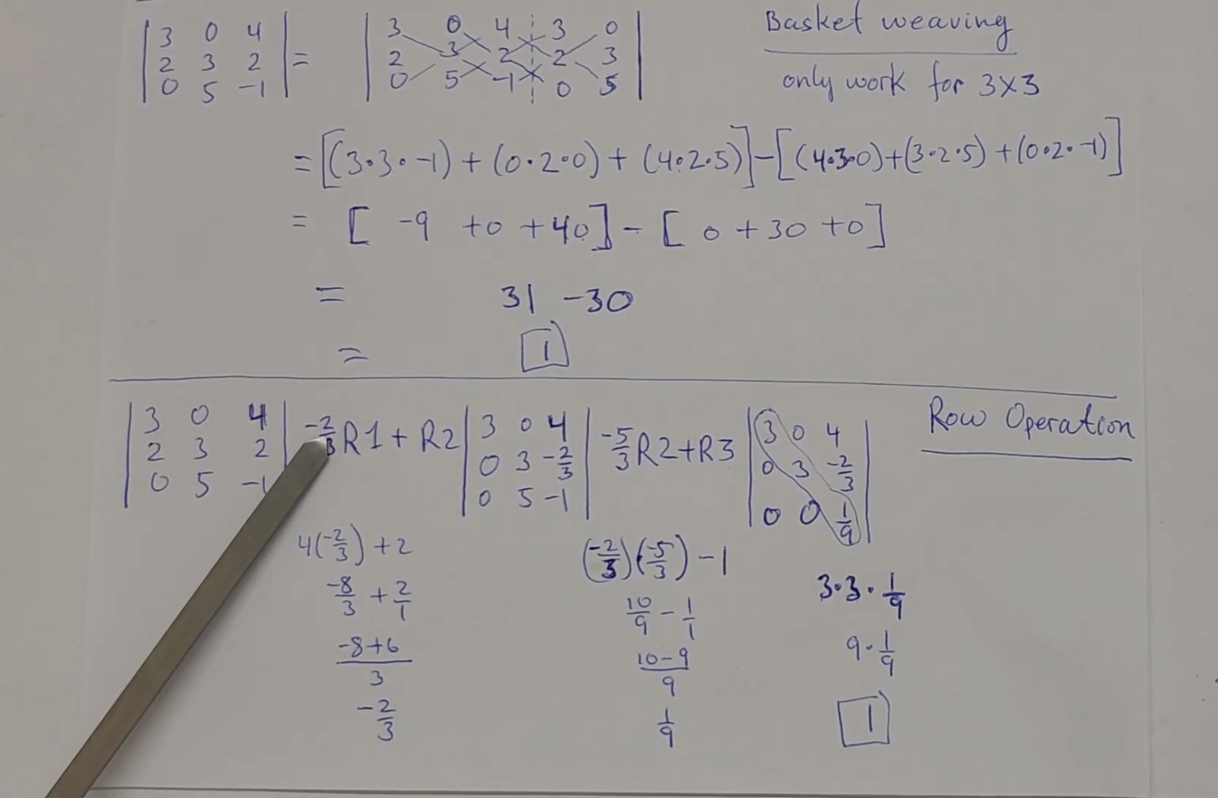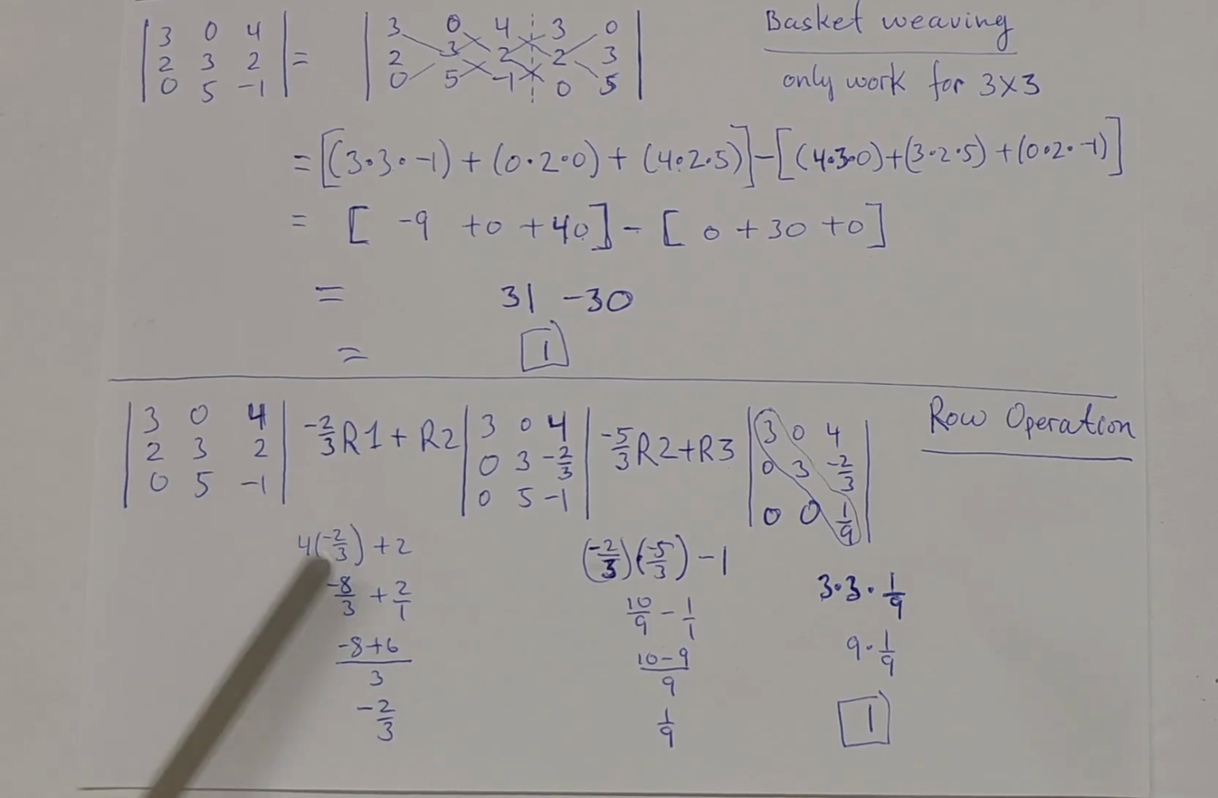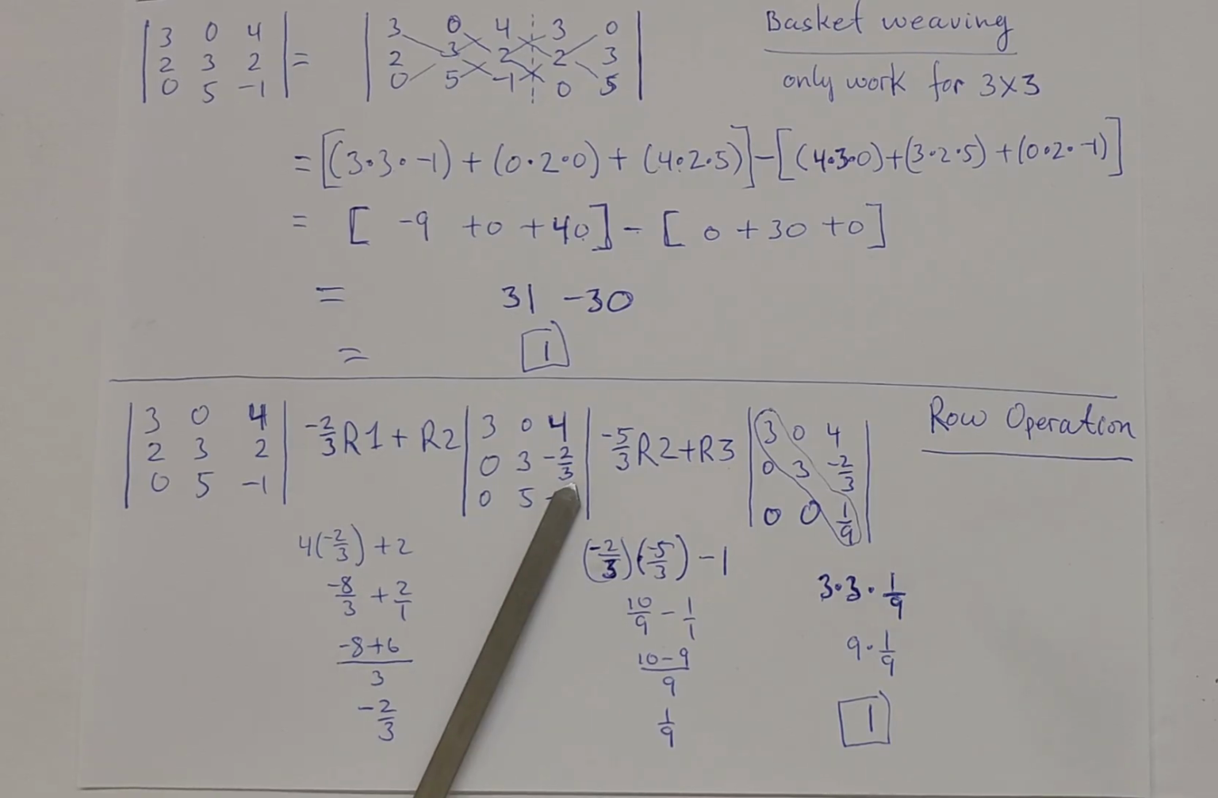4 times negative 2 gives me negative 8. Don't forget the 3 in the bottom. And then add 2, so we'll put a 1 underneath. Now, adding and subtracting fractions, you can cross multiply. So negative 8 times 1 is negative 8. 2 times 3 gives me 6. 3 times 1 gives me 3. Add or subtract the top. Negative 8 plus 6 gives me negative 2. So negative 2/3, which I have here.